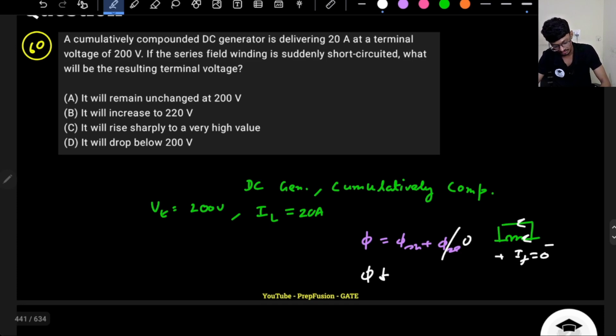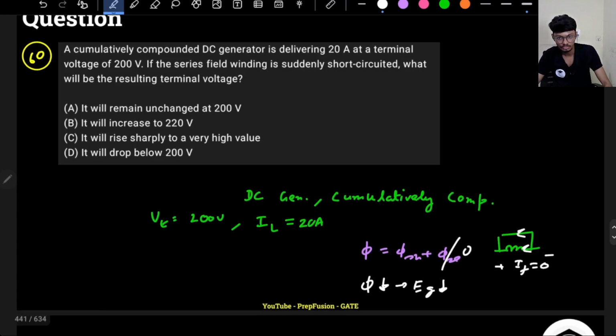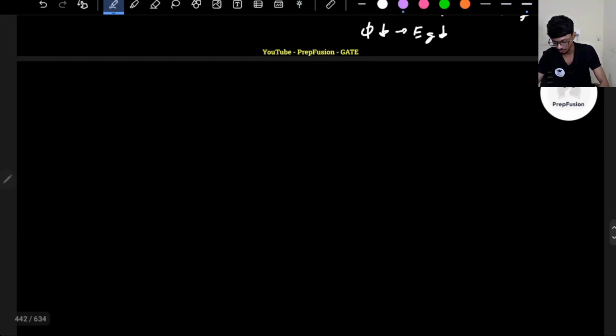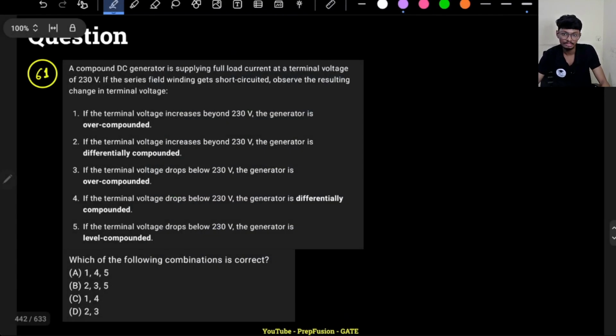So my overall flux reduces. If my overall flux reduces, my Eg will reduce. If Eg reduces, the terminal voltage also will reduce. So it will drop below 200 volts. It will not rise, it will not increase to 220 volts, and it will not remain unchanged. No, it will drop below 200 volts. So option D will be the correct answer in this question. Let's now solve the next one.